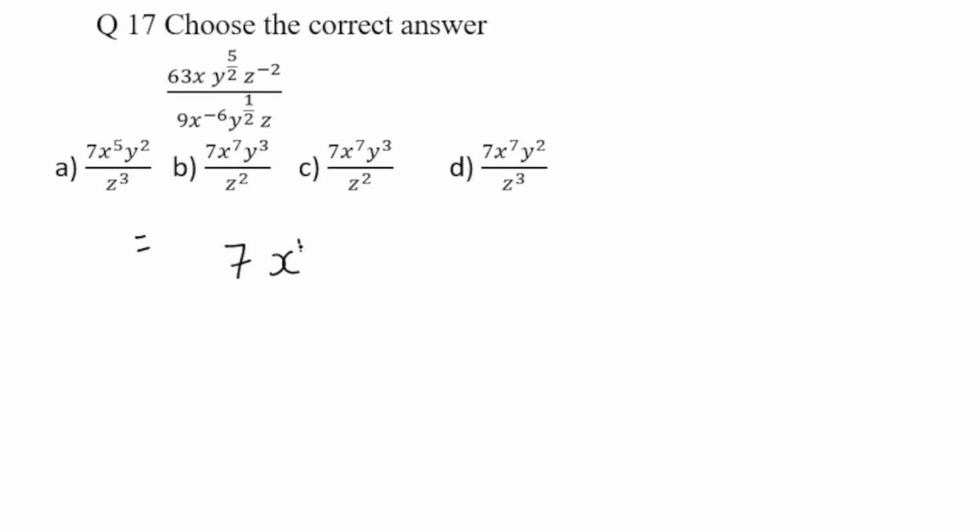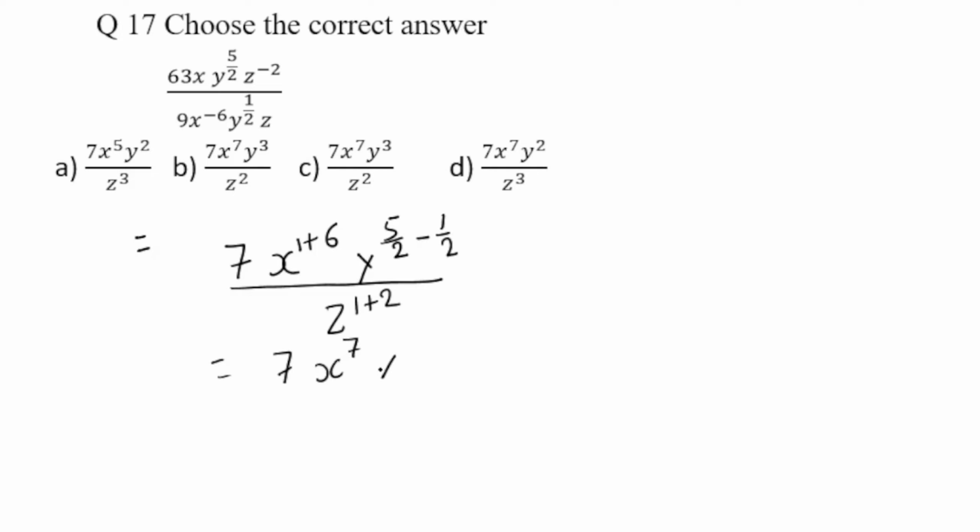That means 1 plus 6, y to the power 5 by 2. The power of y on the denominator is 1 by 2. If we move it to the numerator, it's going to be negative, minus 1 by 2. Similarly, the power of z is negative on the numerator. If we move it to the denominator, it's going to be positive. That means z to the power 1 plus 2. 7 x to the power 1 plus 6, 7, y to the power, the LCM is 2, 5 minus 1, divided by z to the power 1 plus 2, 3.